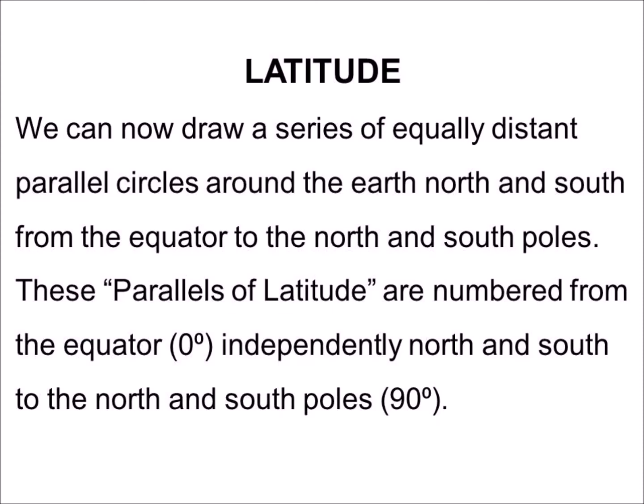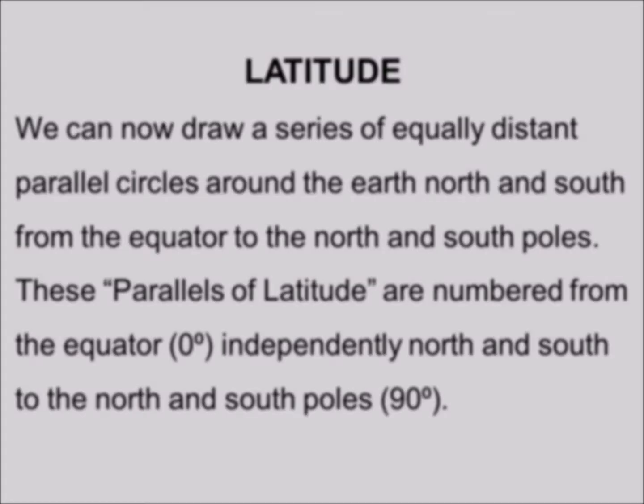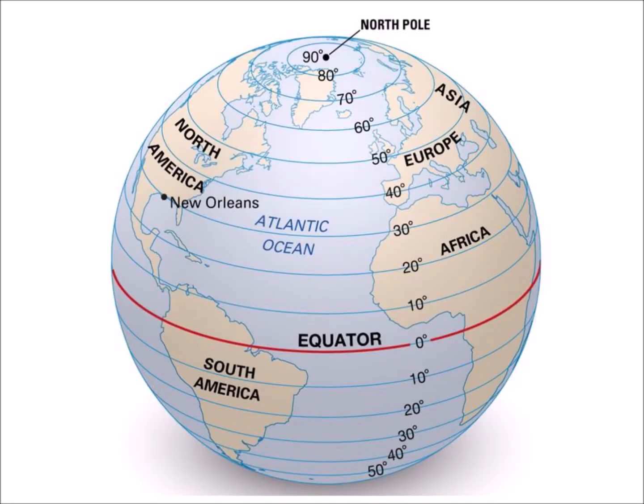These parallels of latitude are numbered from the equator at 0 degrees, independently north and south to the north and south poles at 90 degrees respectively. Here we can see our parallels of latitude drawn every 10 degrees and numbered independently north and south from the equator at 0 degrees all the way to each pole at 90 degrees.